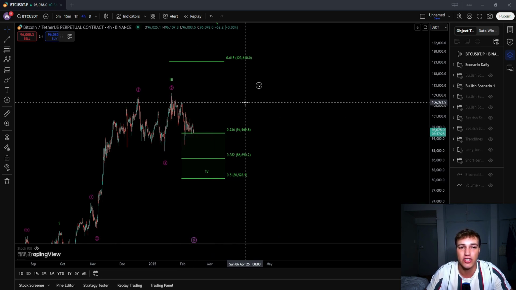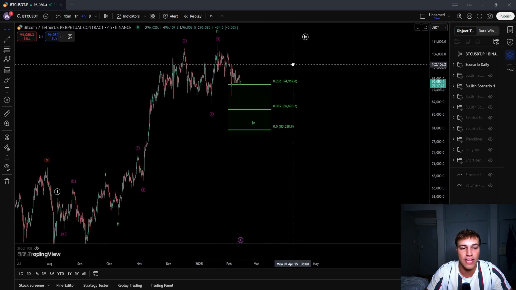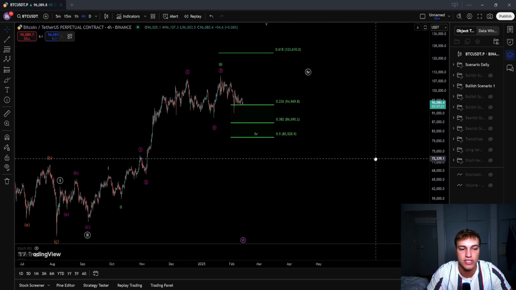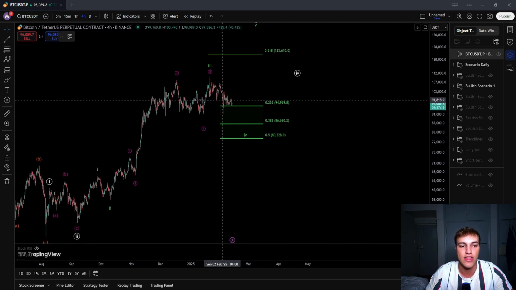Today we're going to be doing two scenarios on the shorter term time frame and doing some education as well. Starting on the shorter term time frame, we are looking at still on the 4-hourly time frame this 1-2 towards the upside.